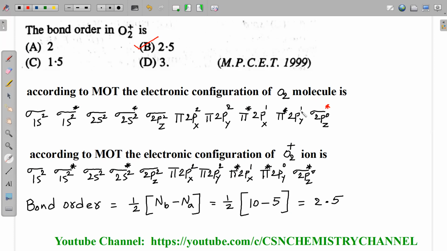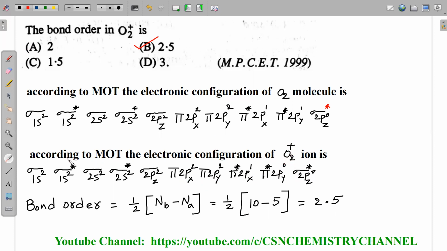So by removing this one electron, we will get the electronic configuration of O2 plus as sigma 1s2, sigma star 1s2, sigma 2s2, sigma star 2s2, sigma 2pz2, pi 2px2, pi 2py2, pi star 2px1, pi star 2py becomes 0. And already sigma star 2pz is 0. So this is the electronic configuration of O2 plus ion. Very important one. Please remember this one.